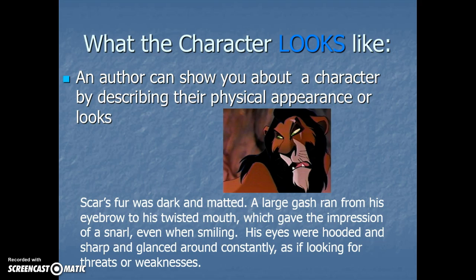Clearly it shows that he's not a good character. He's not a nice man. It shows that he might be a little bit evil, a little bit frightening, and probably a little paranoid.